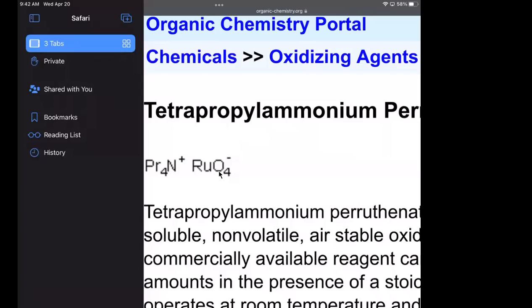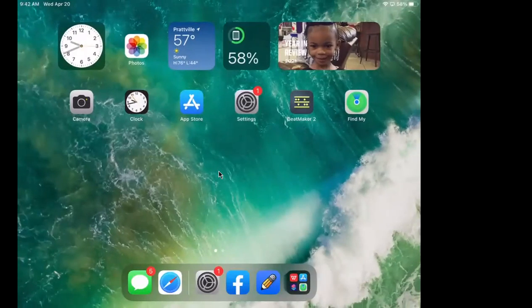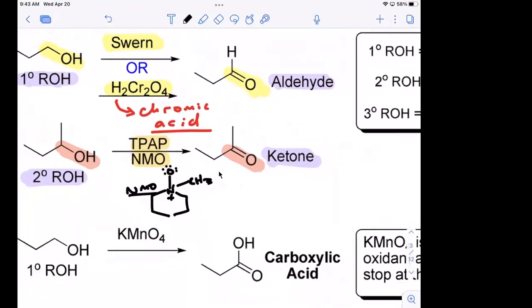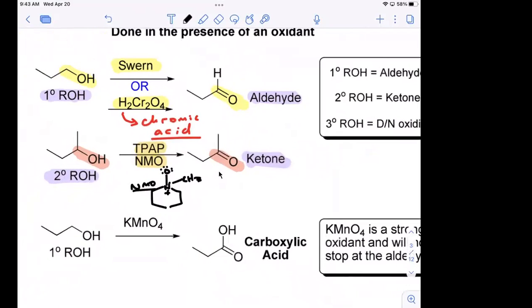So yeah, TPAP and NMO, that combination, right? You use that for secondary alcohols. I'm not expecting you to know the mechanism. This is a set of reagents that you just need to remember for secondary alcohols: TPAP and NMO.